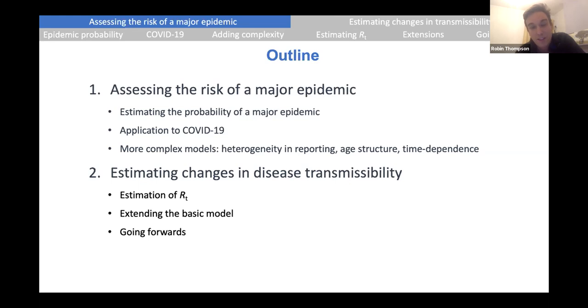For example, to account for things like heterogeneity in reporting, age structure and time dependence, so if, for example, pathogen transmissibility changes in time during the epidemic. And then in the second half of the talk, I'm going to talk about estimating changes in disease transmissibility. As I said a moment ago, central to that is estimating changes in the time-dependent reproduction number. I'll talk about a framework that we developed last year for doing that, that's been used in countries worldwide during the COVID-19 pandemic. I'll then talk about how the basic framework can be extended in a few different ways. And at the end, I'll reflect very briefly on things that can be done going forwards.